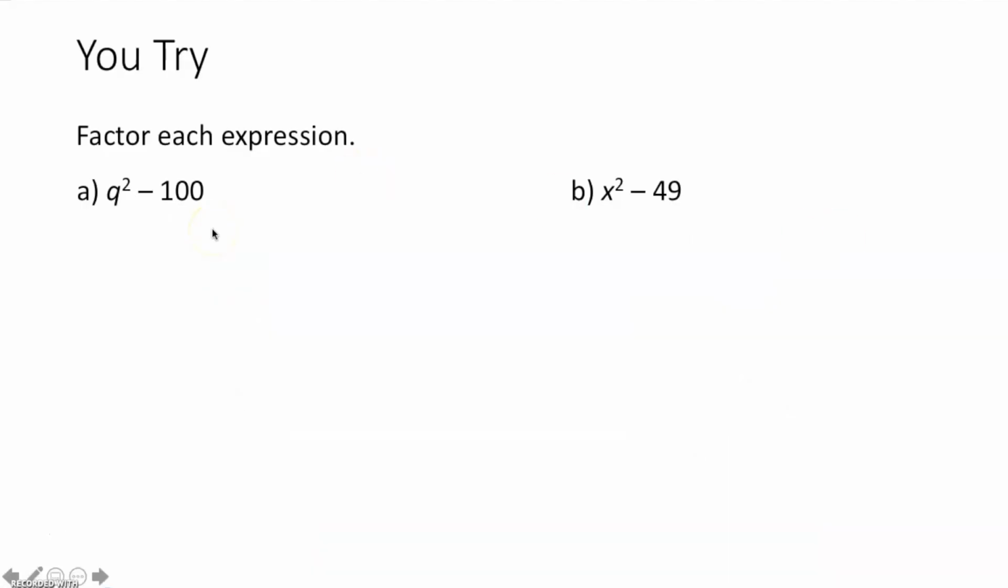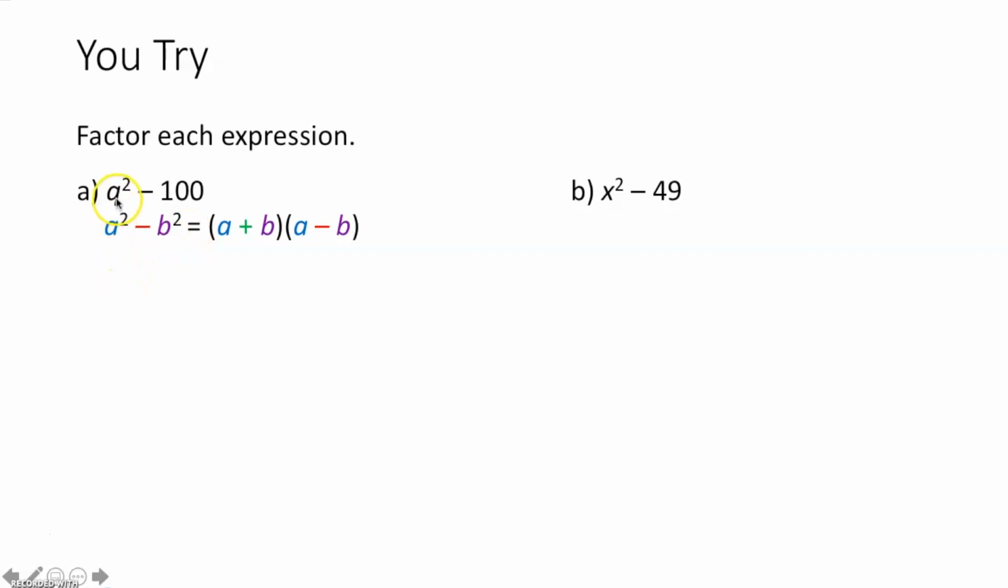First thing we always do when we're factoring, we see if there's a GCF. Is there a greatest common factor we can take out from both of these terms? No. So we move on to the next step. Is it a difference of squares? We have a difference, yes, and we have a binomial, and both of these are perfect squares. Perfect. So we use the shortcut.